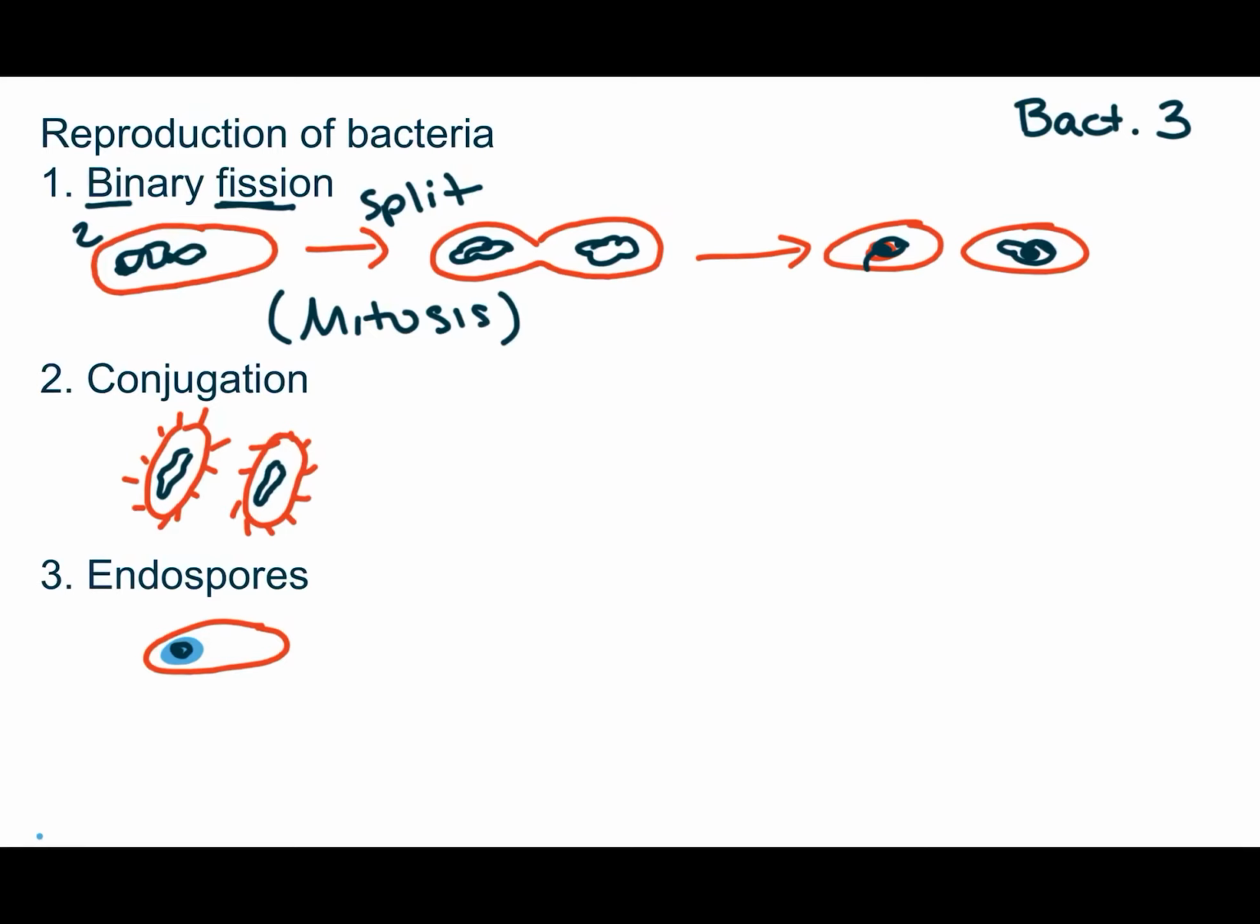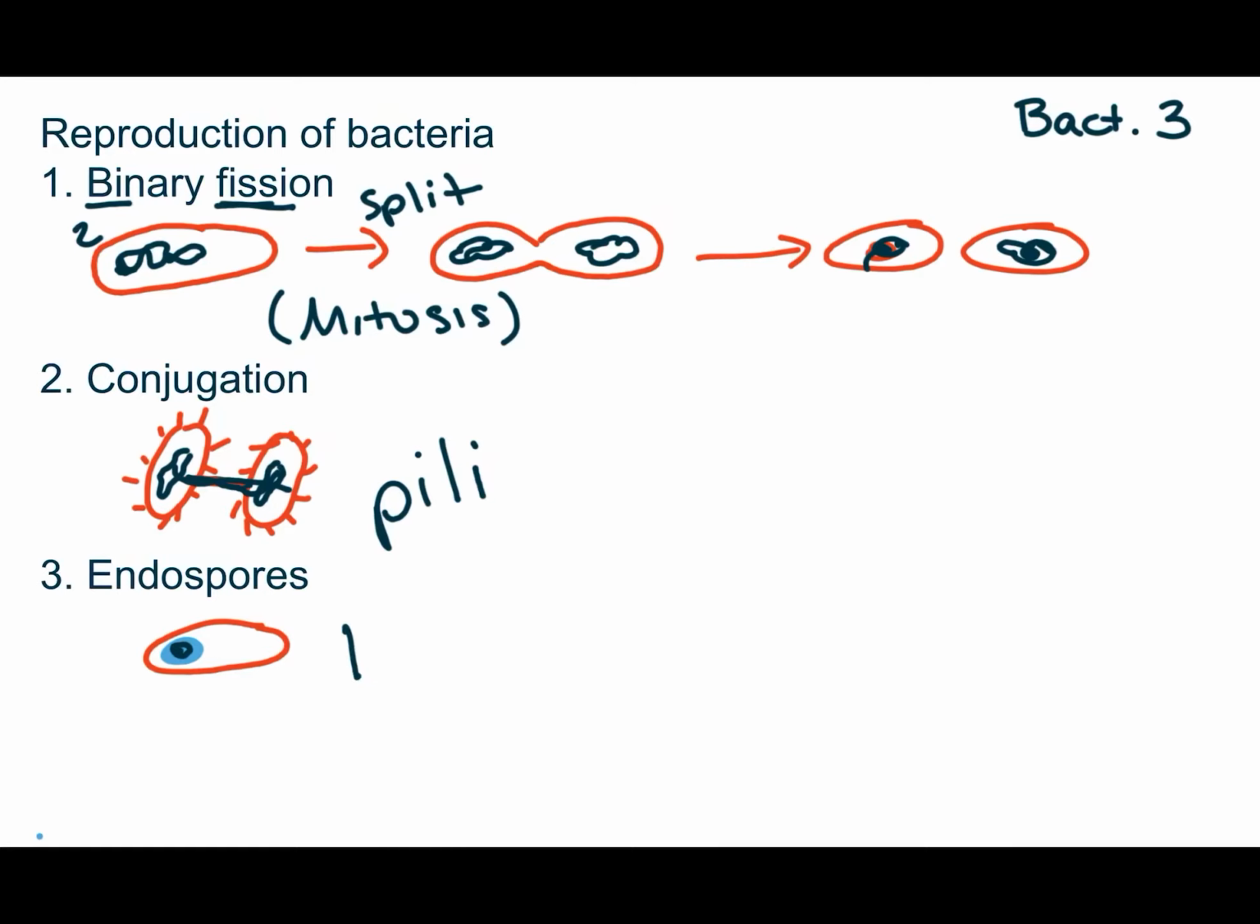Conjugation is interesting because this is where that pili that I was talking about before comes in handy. It forms like a bridge between the two bacteria, and then they exchange genetic material. So they can swap genes and exchange genetic material. It's pretty cool.